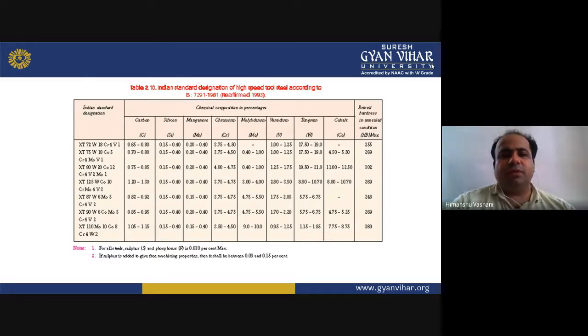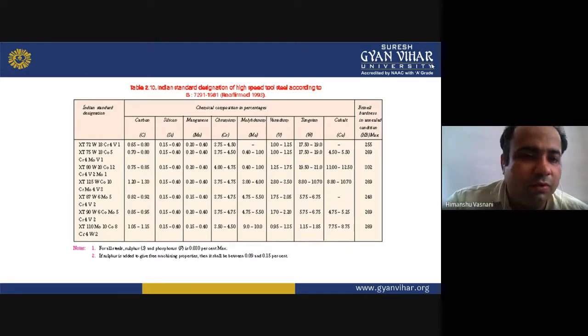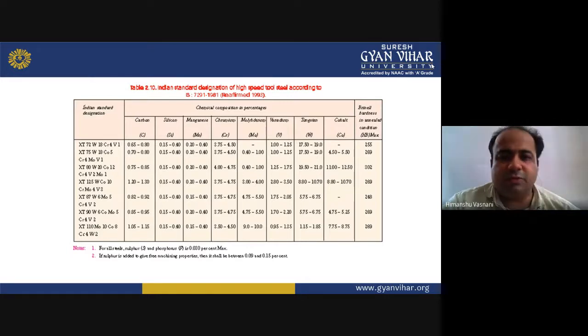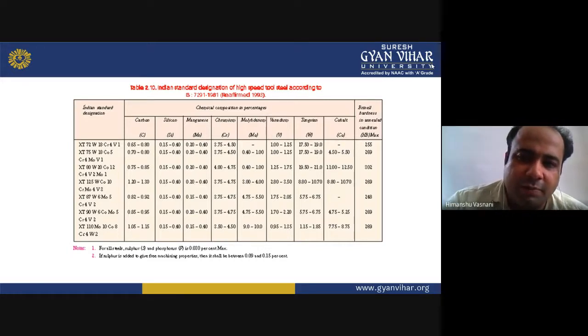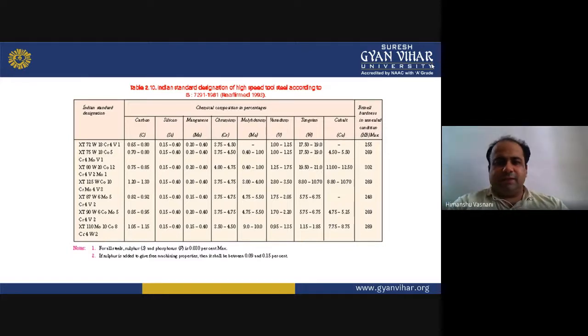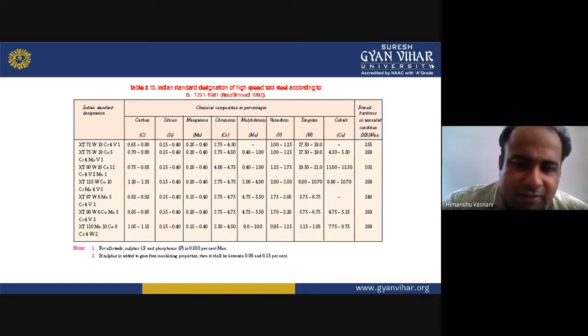Okay, then you go to the next combination, the fourth one, XT 12.5 W CO 10 CR MO 4 V3. It has carbon of 1.2 to 1.3, silicon 0.15 to 0.4, manganese 0.2 to 0.4, then chromium 3.75 to 4.75, then molybdenum 3.0 to 4.0, and vanadium 2.8 to 3.5, then tungsten 8.8 to 10.7, and cobalt 8.8 to 10.7. Its hardness is slightly less than the third one.